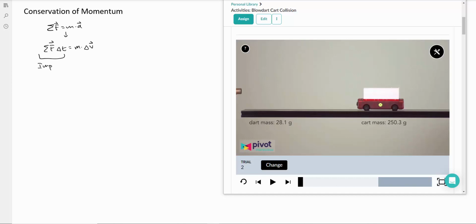And in this equation, we're calling the left-hand side the impulse, and we're calling the right-hand side the change in momentum. Let's call that delta p for here. And what we want to do now is expand on this to a before and after.